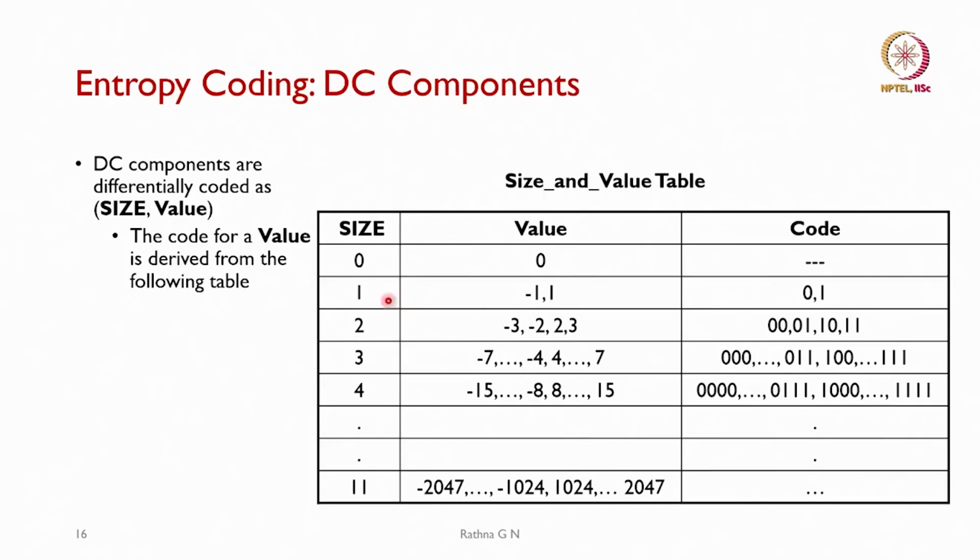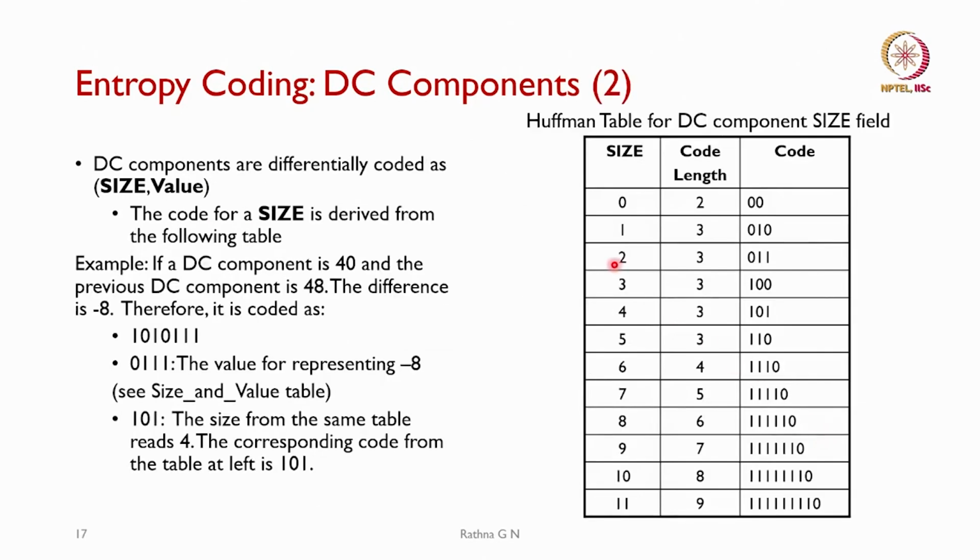Okay. The next thing we have to do is entropy coding, basically for the DC components. Here you provide the size and value. The code for a value is derived from the following table. This is the size and value table, these are the values, and how you generate the code is shown in this column. So, this is how the entropy coding for DC components happens.